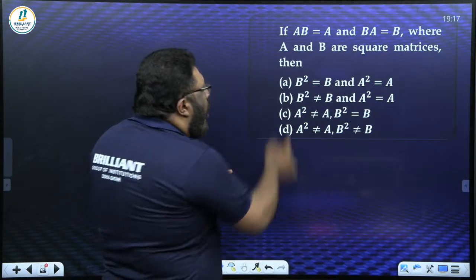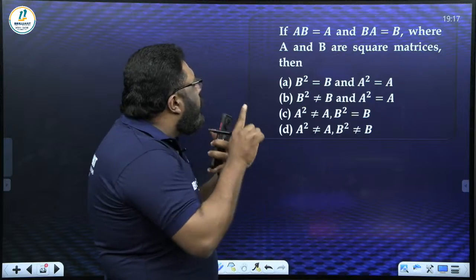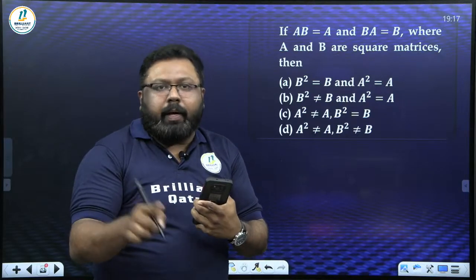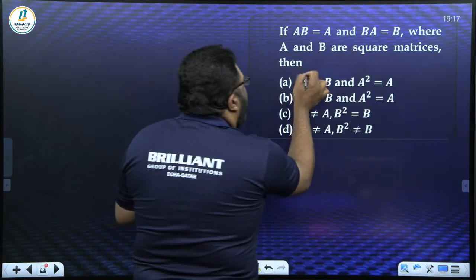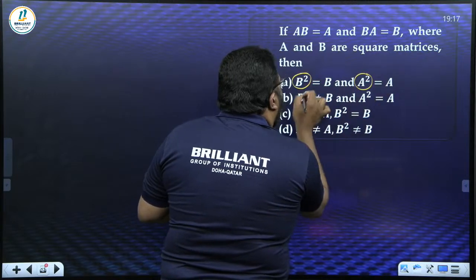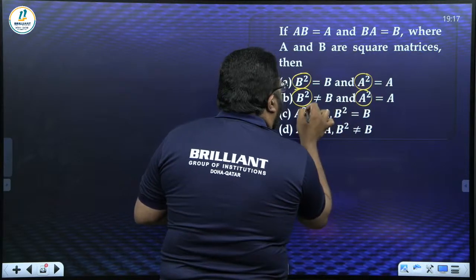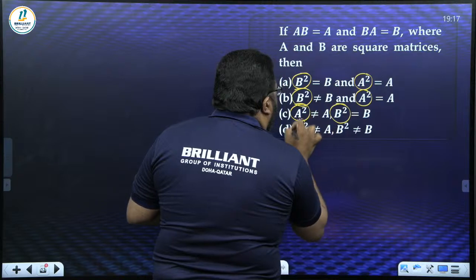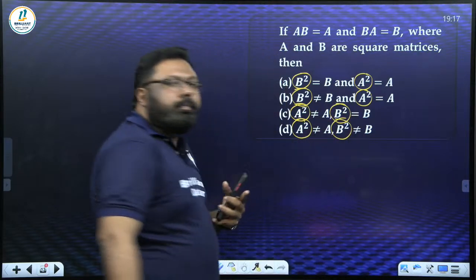In all the four options, they are trying to equate A squared and B squared. That's a hint we have. In all the options, they are trying to equate what? A squared and B squared. So please keep this logic in mind when you are facing this question.